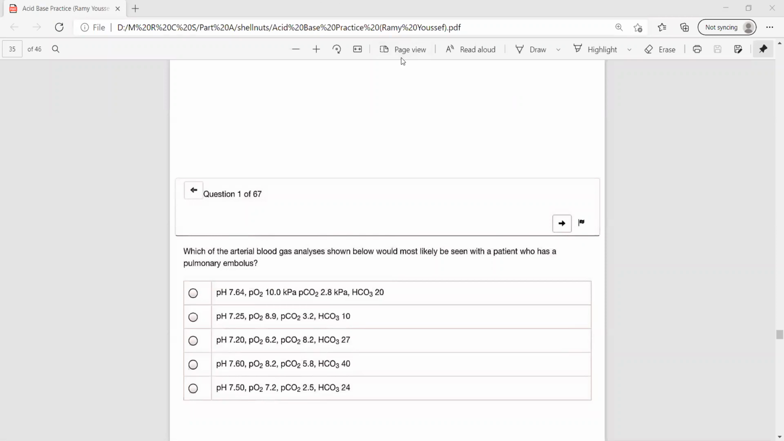Which of the arterial blood gas analyses shown below would most likely be seen with a patient who has pulmonary embolism? Okay, pulmonary embolism. What happens in pulmonary embolism? Respiratory acidosis.